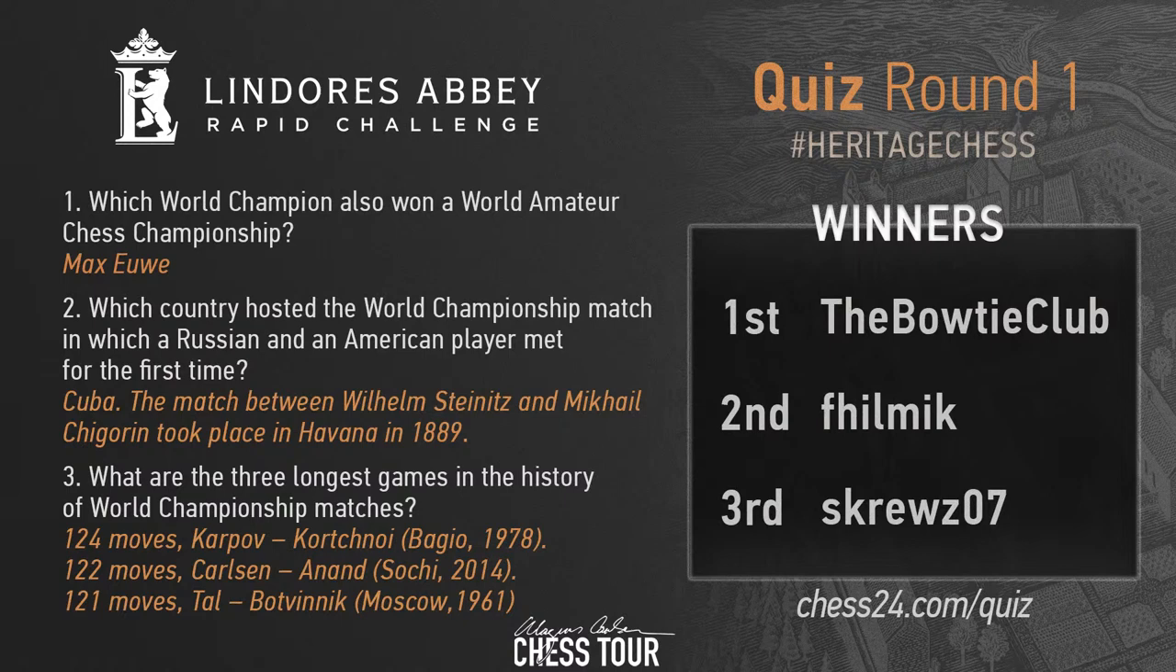So which world champion also won a world amateur chess championship? Max Euwe. All right. Didn't have any idea. Which country hosted the world championship match in which a Russian and American player met for the first time? Cuba. I had a suspicion, I think we talked about this, that Steinitz might have become American because I knew he moved there. I'm not sure if he took the citizenship. But yeah, Havana in 1889. Three longest matches in the history of world championship matches. Okay, those, I guess, one has to Google.